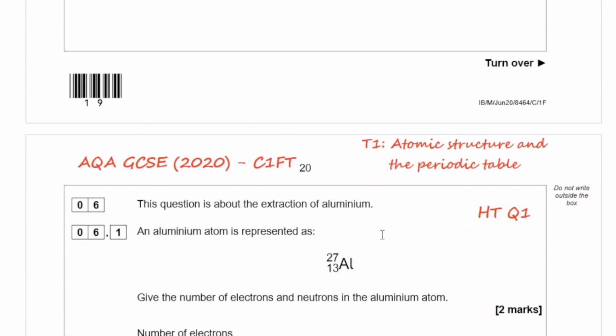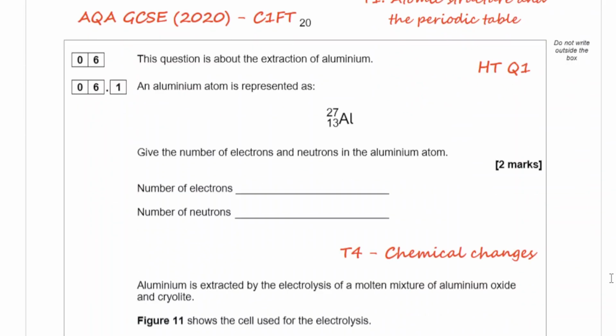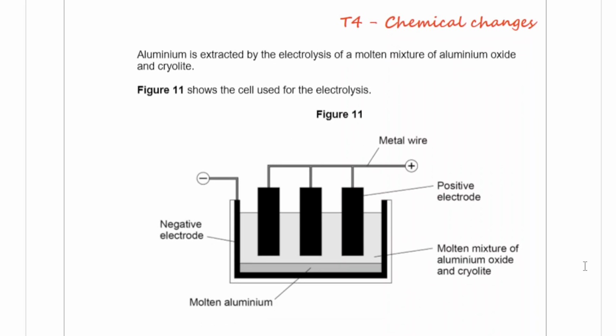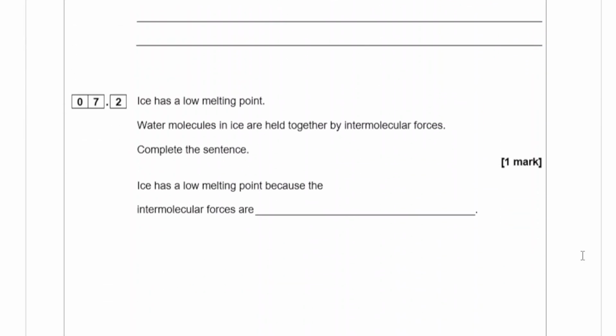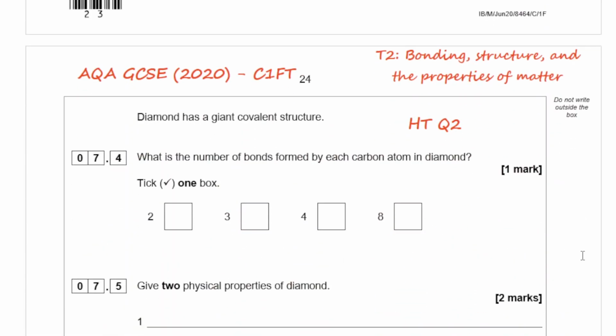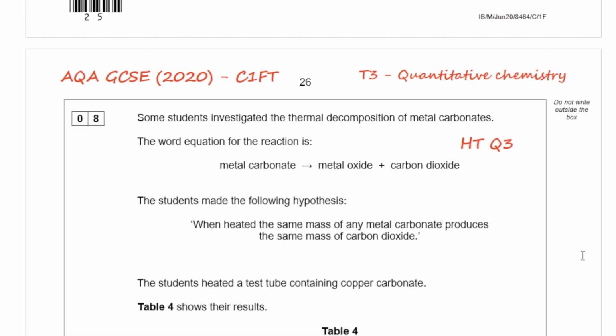That brings us to the end of question number 5. Question number 6, as I said, is actually the higher paper question number 1, which is on the atomic structure again. It links to the chemical changes topic as well on electrolysis. And question 7 is question 2 in the higher paper, which links to bonding and properties of matter. And question 8 links to the quantitative chemistry. It's actually again a practical, thermal decomposition of metal carbonates. It links to quantitative chemistry and chemical changes as well.